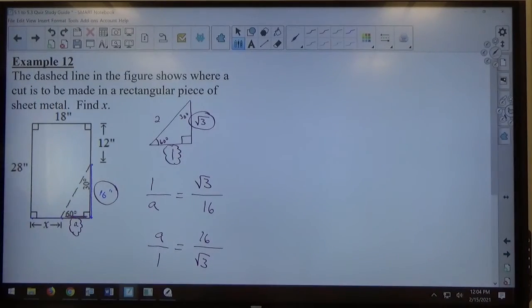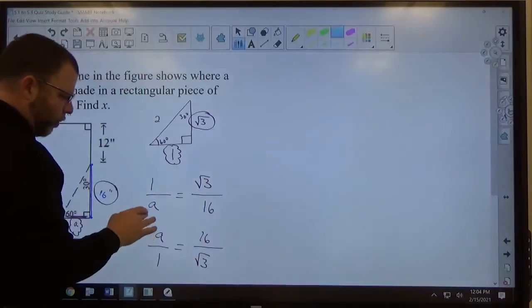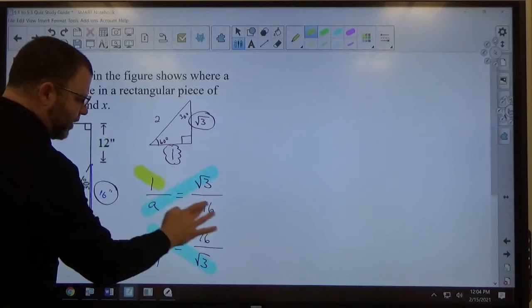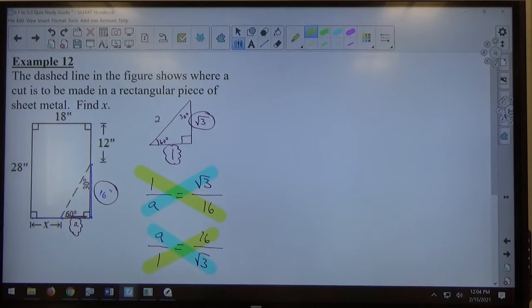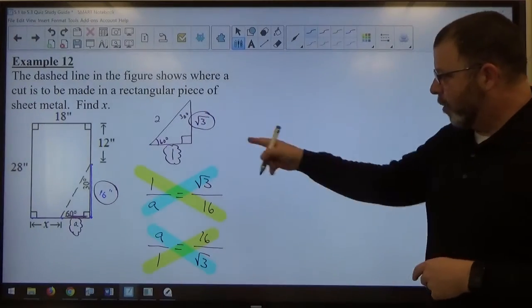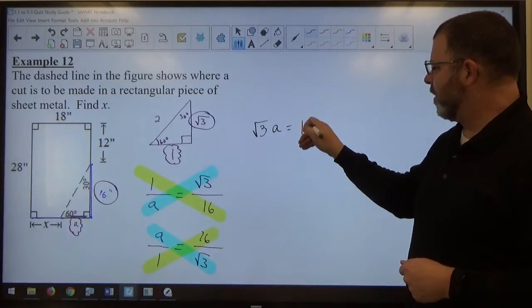They look like different proportions, but if we look at the cross products, the next step is cross multiply. I got the square root of 3 times A, and 16 times 1. So it doesn't really matter where you put them, you're going to get the same cross products. Don't get hung up on which one goes on top. Pick one triangle to go on top, put the corresponding pieces of the other triangle on the bottom, and then cross multiply to create the answer. Either way, I'm going to get the square root of 3 times A is equal to 1 times 16.